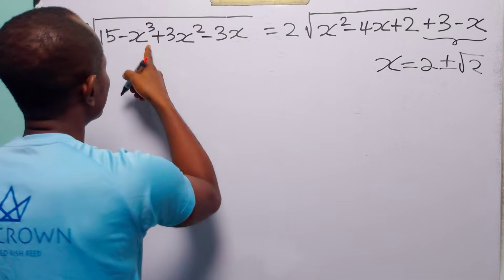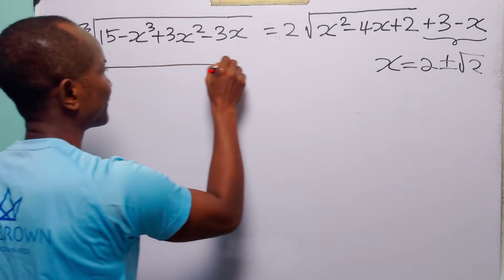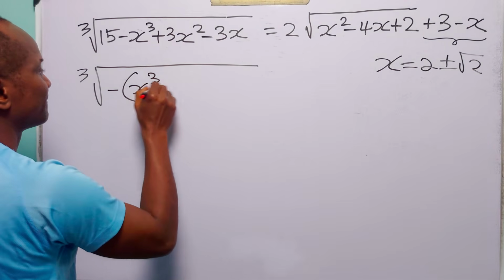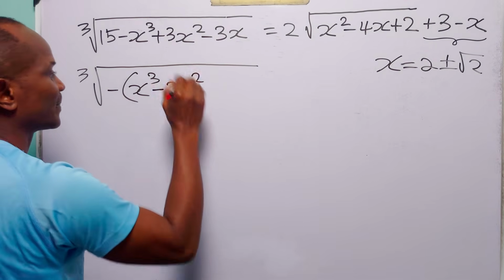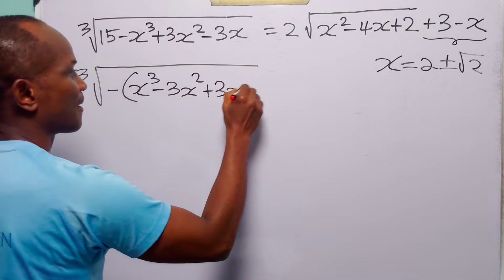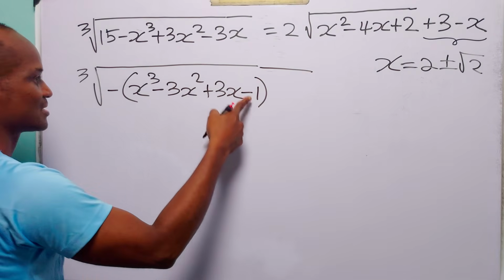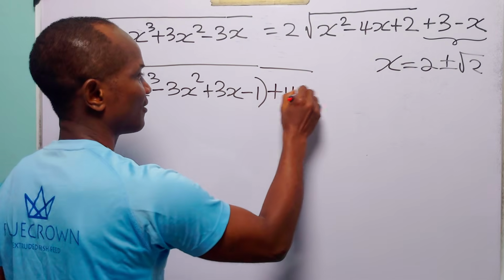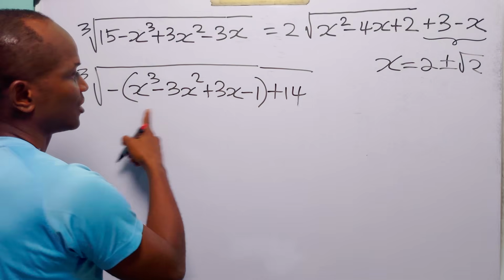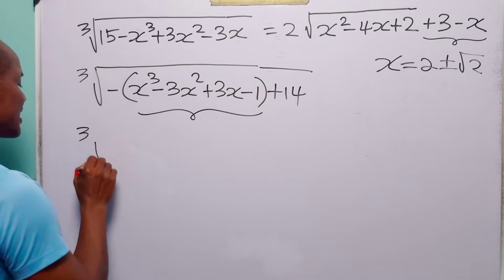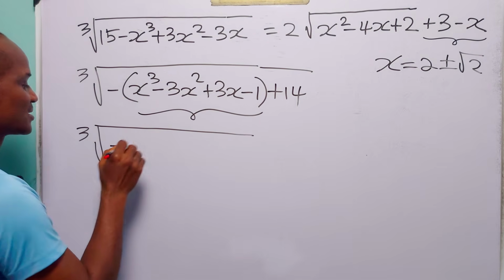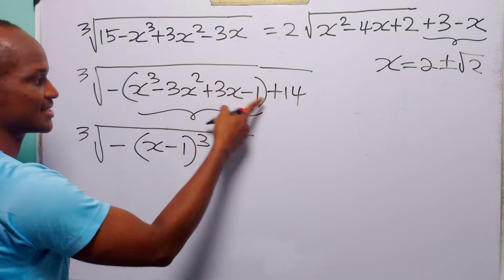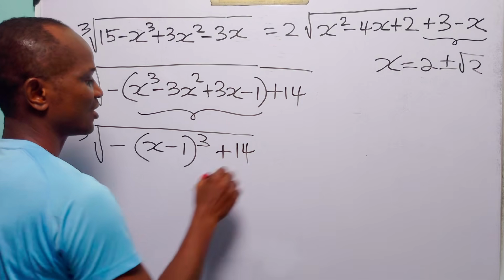Now to check our answer, let us write this cube root as minus x cubed minus 3x squared plus 3x minus 1. Now minus minus is plus, so this is plus 1. We have 15 here. We have taken away 1. We are left with 14. Look at this. We can write this as the cube root of minus (x minus 1) cubed. Because if we expand this, this is exactly what we get. Then, of course, we have plus 14.